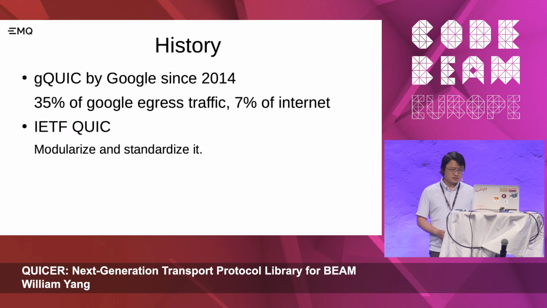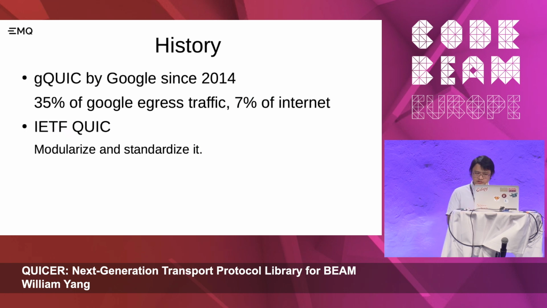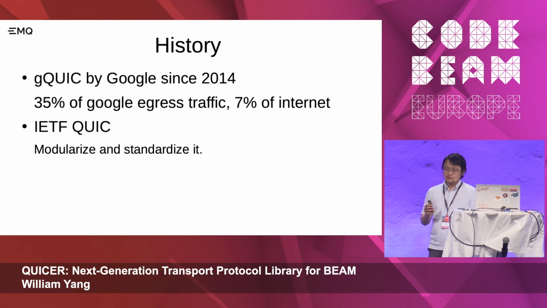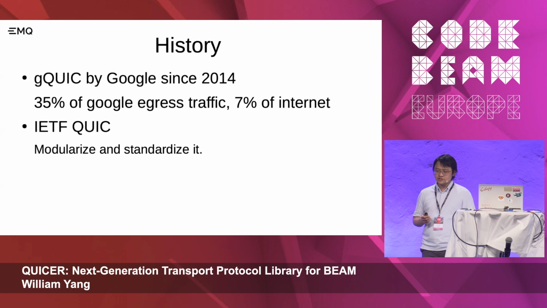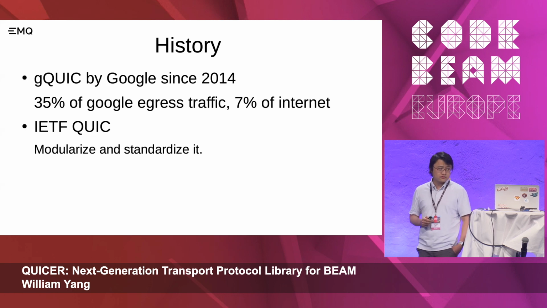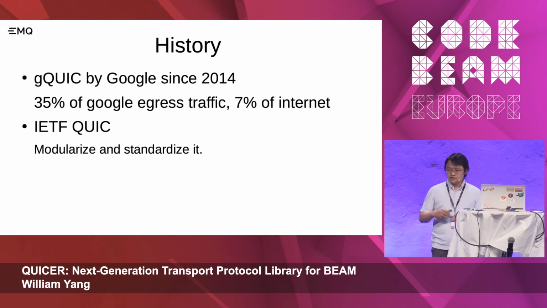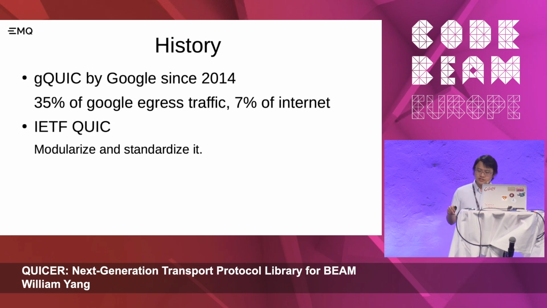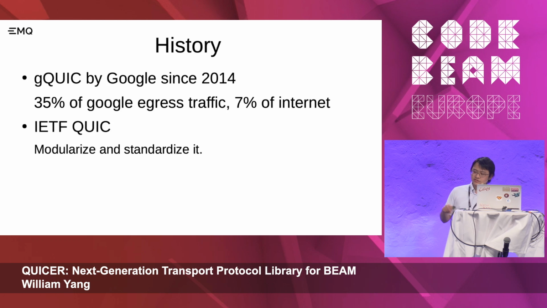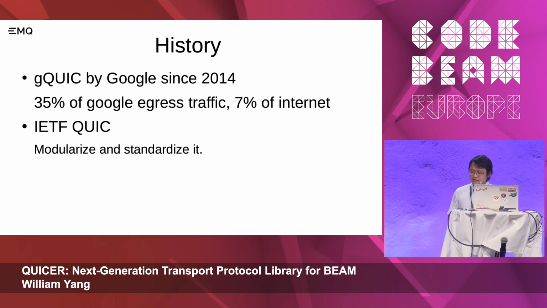Some history about QUIC. There are two terms. First is GQUIC. GQUIC was initially written by Google in 2014. It was mainly used for the traffic between the Chrome browser and Google services, such as YouTube. And in 2016, QUIC already became 35% of Google egress traffic and 7% of the whole internet traffic. In the same year, Google brought this to the IETF to make it a world standard, standardized and modularized.